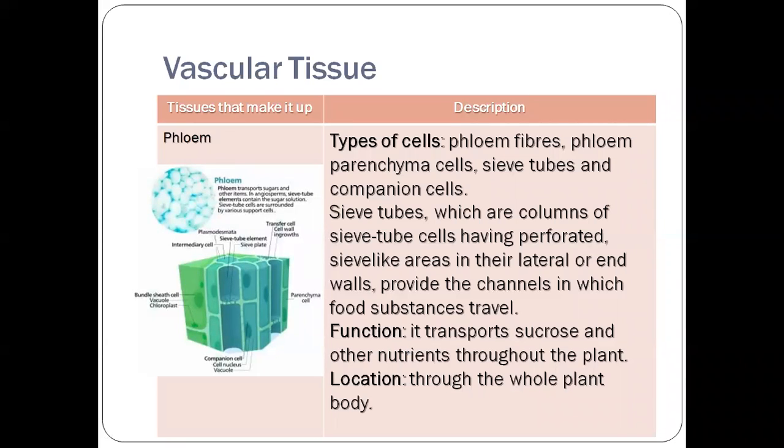Where we find vascular tissues? Everywhere in our plant, through the whole plant body, because the plant needs to transport all the materials from where they are produced to the rest of the plant. So they can't just be in one place. So that's why they are through the whole plant. Okay, any questions? ¿Preguntas tal vez, chicos?